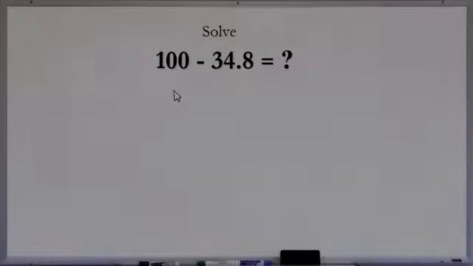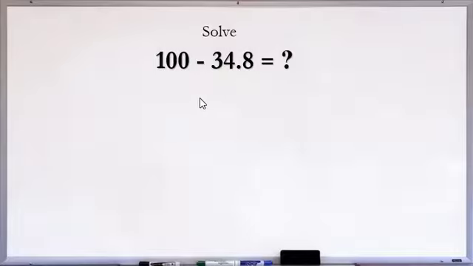Beautiful. Solve 100 minus 34.8. We'll observe that there's a decimal point here. There is none for the 100, so we will need to create one. We have 100, so we'll create a decimal point. We will also observe that we've got one number after the decimal point. So let's create one, and make it a 0. Let's highlight it. Okay, we made it up.